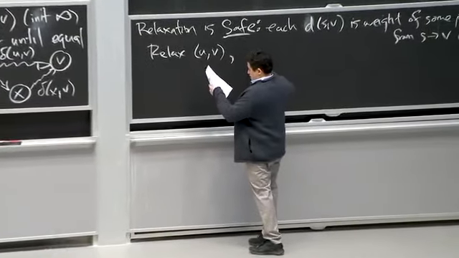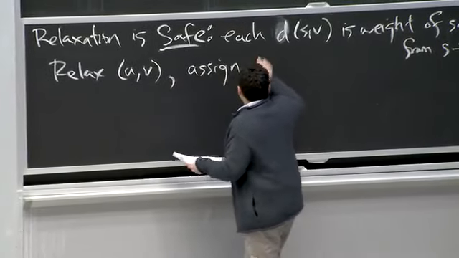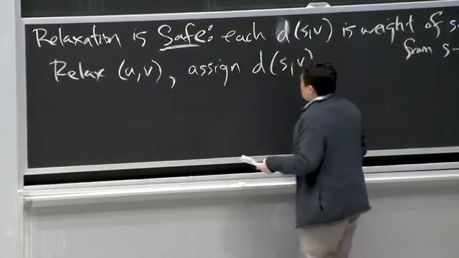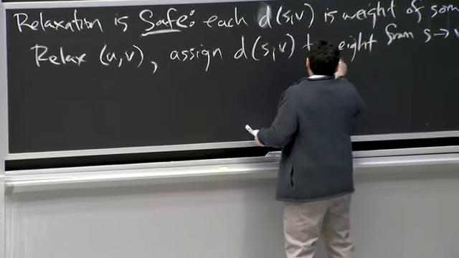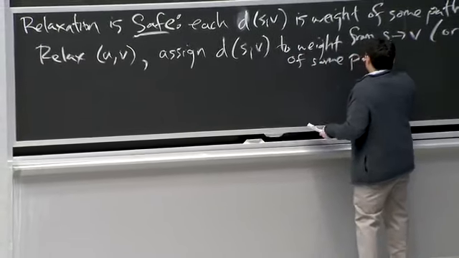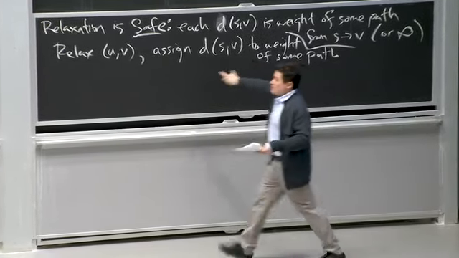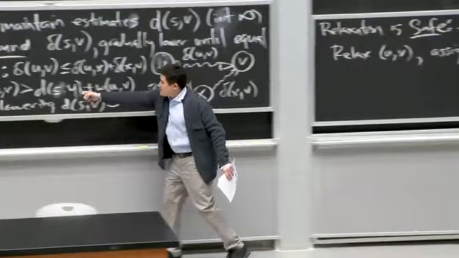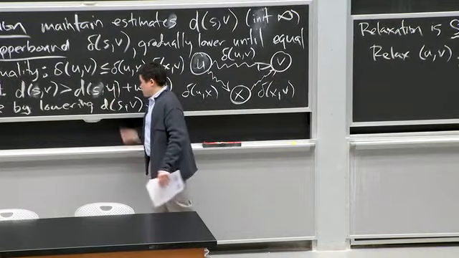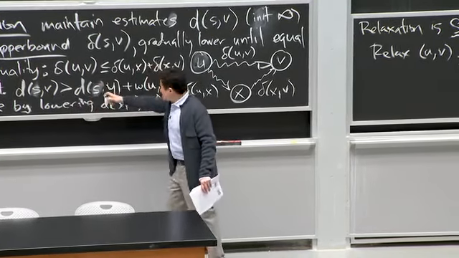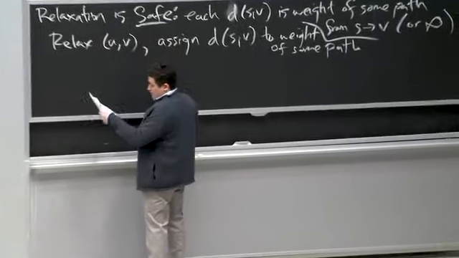So assign d of S to V to the weight of some path. Okay? I'm not going to write down all the argument that I just had here, but basically since this distance estimate was by supposition before the weight of some path to U, right? Then this is again the weight of some path to V. Okay, great. So now we're ready to actually go through this algorithm.